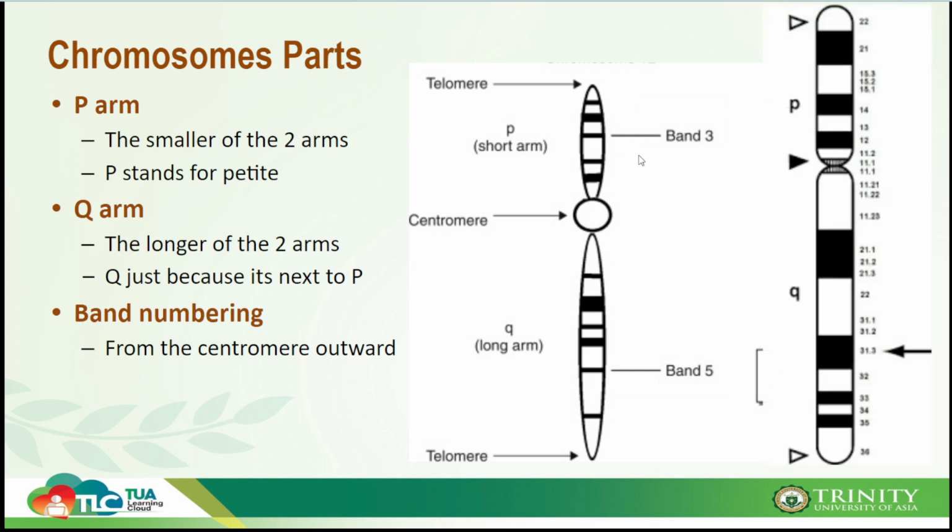So here is a better image showing you the P arm, the centromere, the Q arm, and the band numbering. Kaya natin siya nina-number para malaman natin kung nasaan yung trait. Like for example, 11.23. Anong trait yung nandyan? Or anong trait yung ine-express niyan? So that is how our chromosomes are being studied. So if let's say may damage naman sa band 22 ng Q arm, we want to discover what will be its effect on the human body.